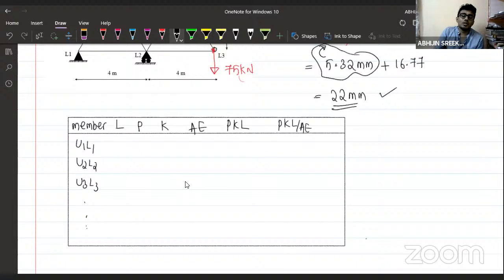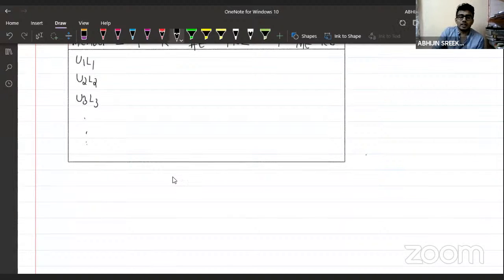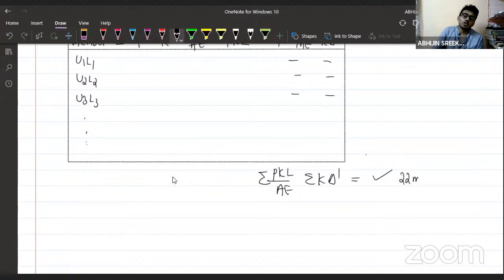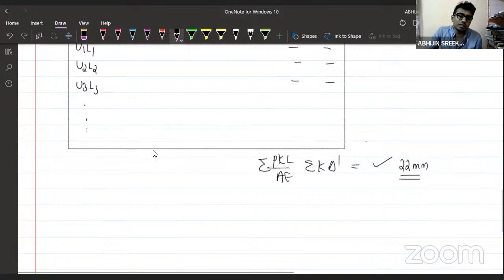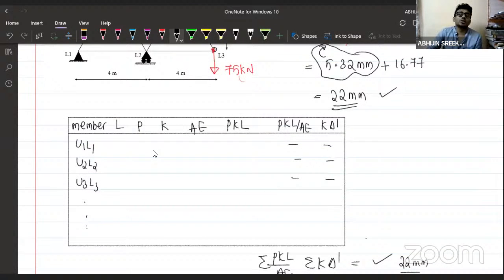And in these cases, you can calculate the k delta dash value, and ultimately you'll be getting the values for each member. Ultimately you'll be taking the summation of pkl by AE, which is a summation of this column, and this is the summation of k into delta dash. Take the summation of these two to get the answer. You'll be getting the answer as 22 mm. So using a table will help you a lot in saving time in the GATE exam. Try to use this table to make things easier for us.